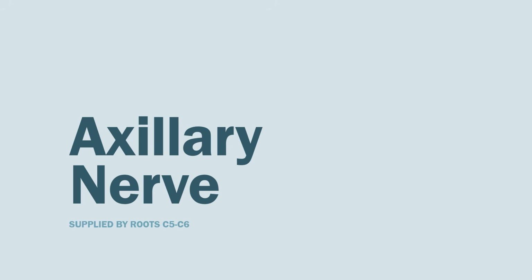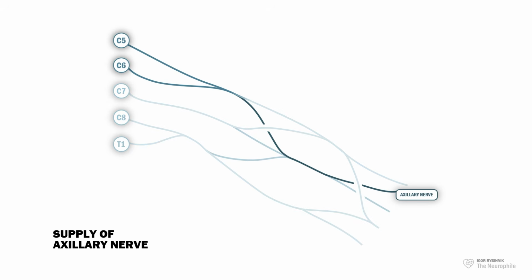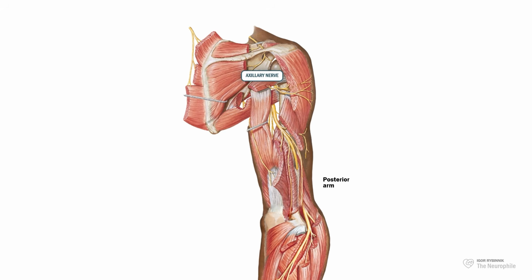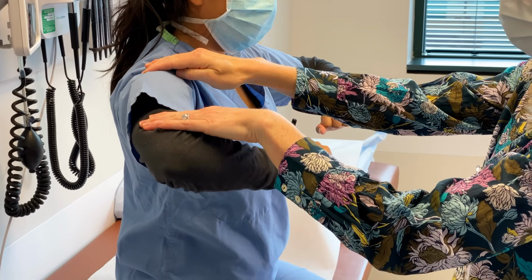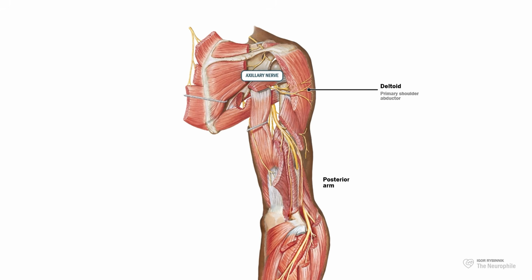Finally, the axillary nerve. Just like the radial nerve, the axillary nerve is supplied by the posterior cord of the brachial plexus. But unlike the radial nerve, the axillary nerve is only supplied by the C5 and C6 nerve roots. This picture looks familiar. Yeah, it's the same image I used for the radial nerve. Here, the axillary nerve ducts under the humeral head and branches laterally to innervate the deltoid. The deltoid is the main muscle for shoulder abduction, especially when the arm is moved away from the body beyond 15 degrees of abduction. You need this nerve to lift your arms to the side.